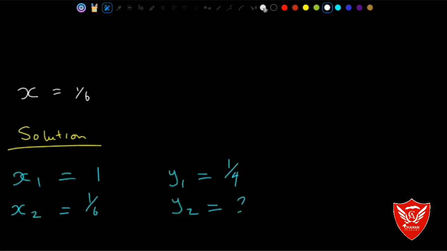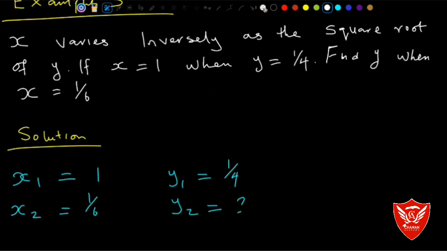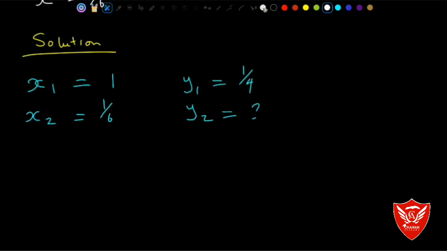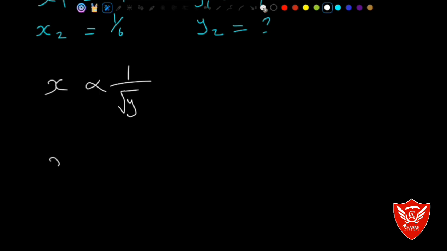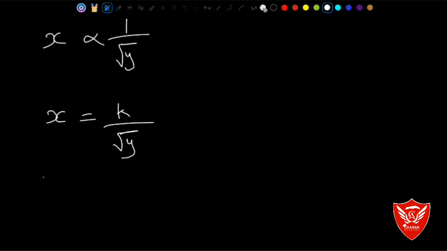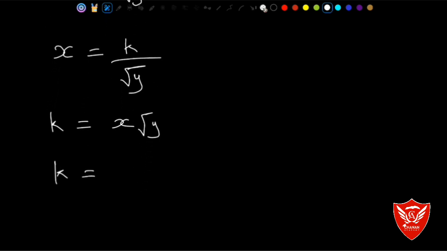Since the relationship between x and y is inverse, we can represent it as x varies inversely as the square root of y. So this is the relationship, and then when we introduce the k, then we have x is equal to k over root y. So therefore k will be equal to x root y.